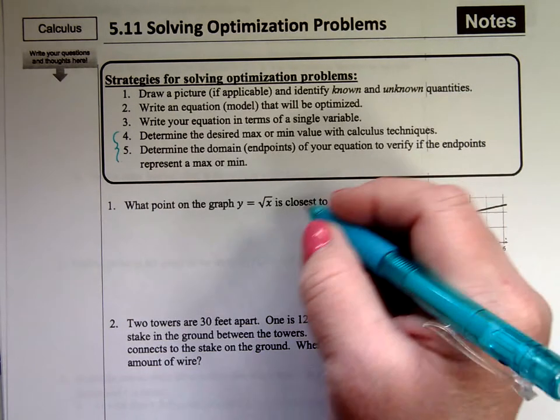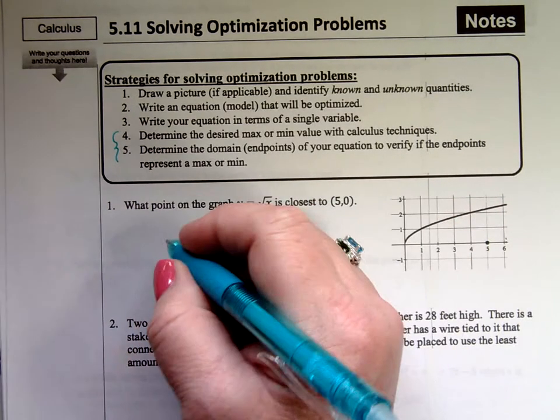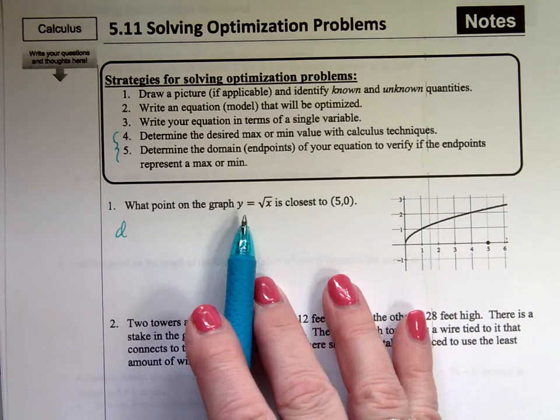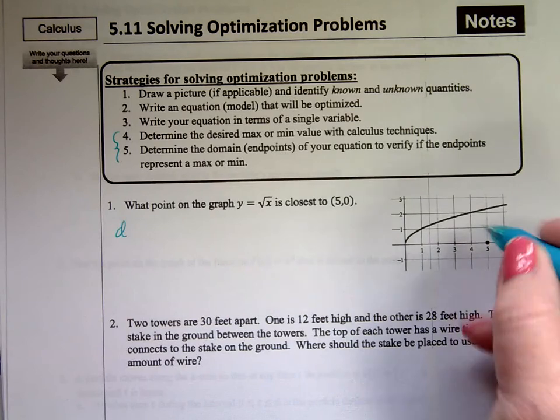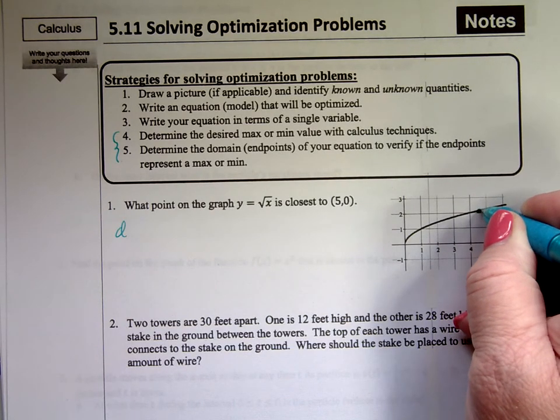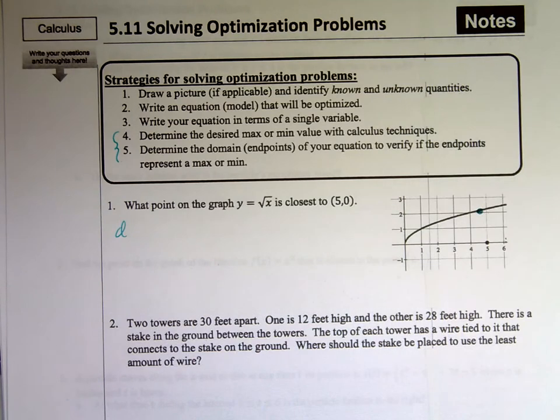So we already figured out what the equation was for this. Was this a distance thing? We want to know what point on the graph of the square root of x is closest to 5, 0. So if I were to guess, my guess would be maybe in this neighborhood. But that's just a guess. I don't know. Let's see what the coordinate would be.